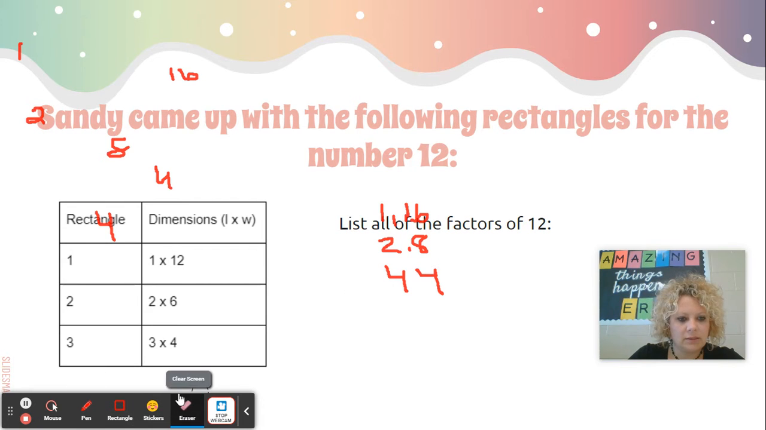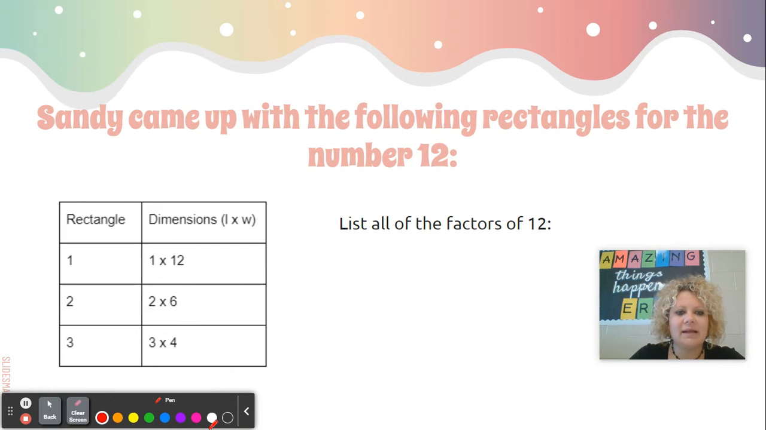All right, let's go ahead and erase my screen right there. All right, so the next one. So what we're going to do now is Sandy came up with the following rectangles for the number 12. So her first rectangle she created had the dimensions of 1 times 12. The second one were 2 times 6. So the height of 2 and the base of 6. And then her last one was 3 times 4, which were her height was 3 and her base was 4.